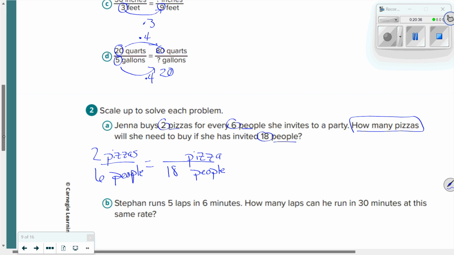Now I go 6, 18. How do I do that? Times 3. So what am I going to do? Times 3. What kind of problem is this? So is this my final answer? No. What do I need to do? For an answer, you need to buy.